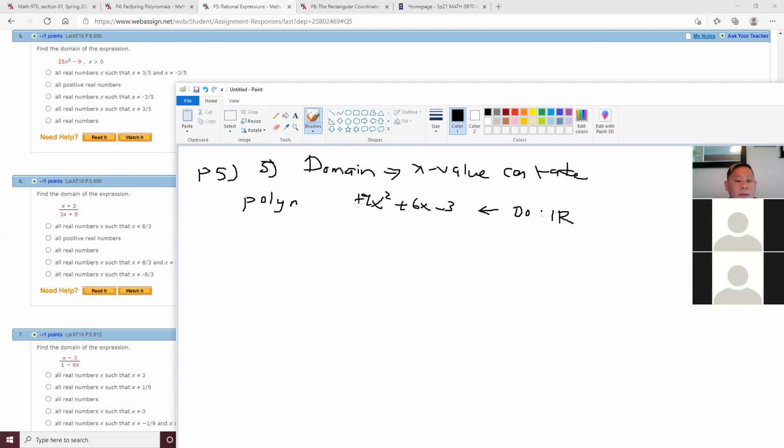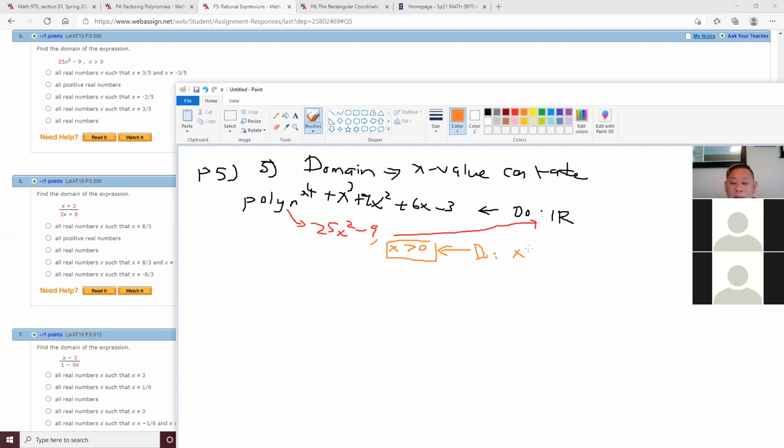And I don't care if this is a power 2 or a power 3 or a power 4. Your domain is still all real numbers. However, for question number 5, it's given us a polynomial, yes, 25x squared minus 9 is a polynomial. Usually the domain is all real numbers. However, that is what we call a domain restriction, where it says x is greater than 0. So that's the reason why your domain in this case has to follow this.